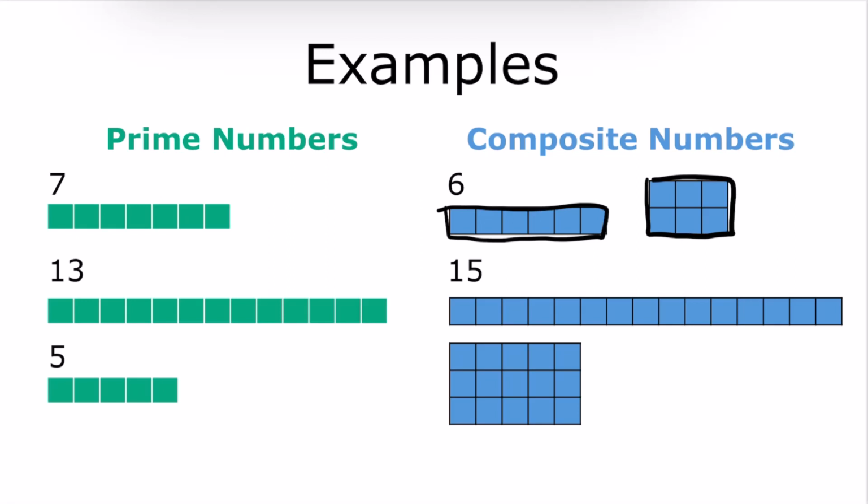Like, for example, if you had the number 24, the number 24 could be arranged in a rectangular array of 3 by 8 or 4 by 6 or 2 by 12 because it has lots of factors. So that's what a prime number is versus a composite number. And one way you can think about it is that a prime number is a number that can only be divided by one and itself.